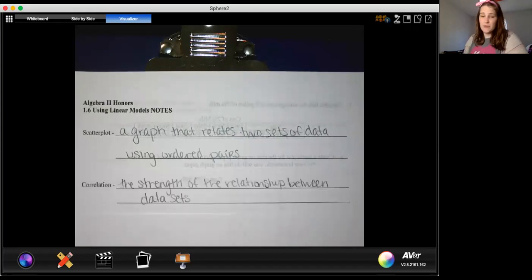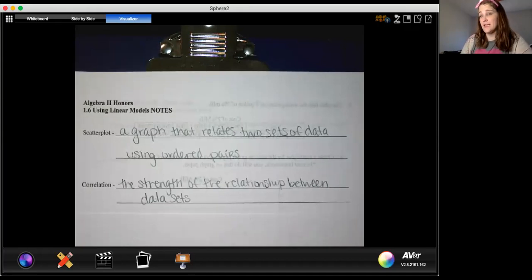Okay. Well, the next thing we're going to talk about is correlation. Now, this is something you might not know about, kind of depends. But correlation is the strength of the relationship between data sets. Okay, so how strong is the data? And so there's actually 5 different types of correlation, and we're going to go through those now.